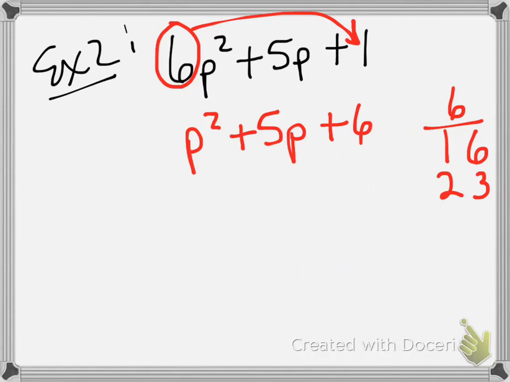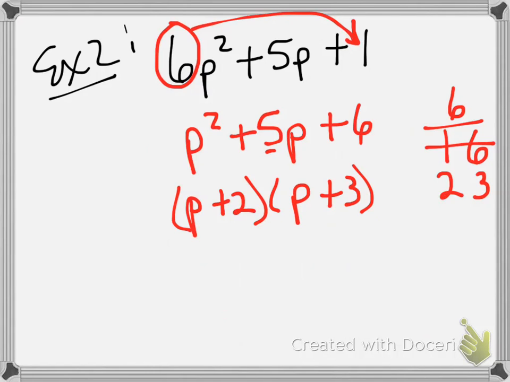Which one of these, 1 and 6 or 2 and 3, is going to add up to give me 5? Well, 1 and 6 would be 7, so it can't be that. But 2 and 3 does add up to 5. So I'm going to have p plus 2 and p plus 3, because that multiplies to be 6 and adds to be 5.